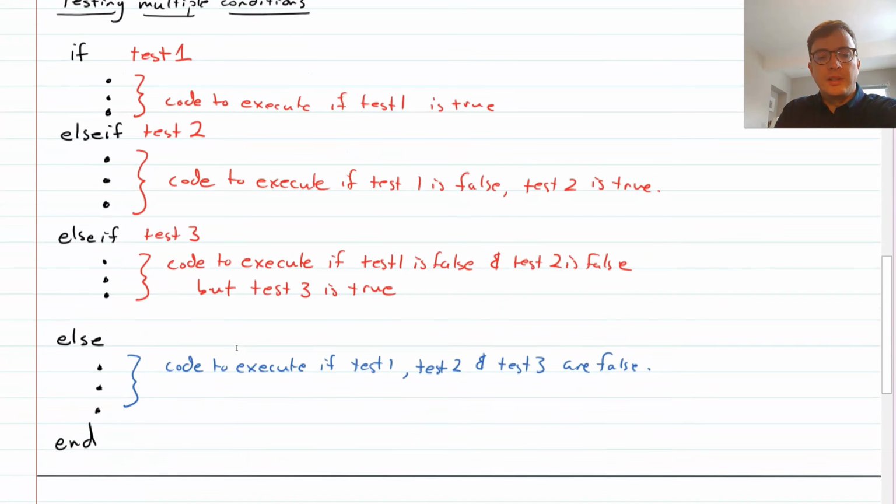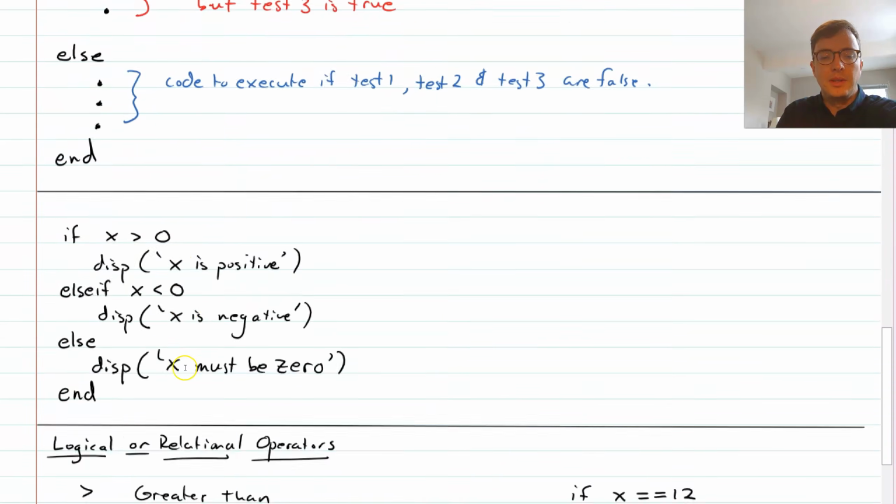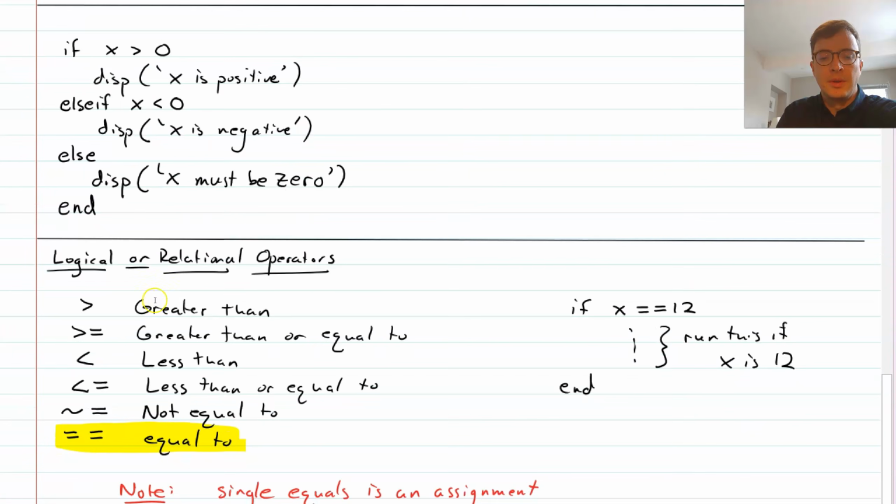If you have multiple tests you want to run, you can do it a little more sophisticatedly using this if, elseif, else, end. So if test 1 is true, do this. If that fails, try this. If test 2 is true, do this. If that fails, try this. If test 3 is true, do this. If all of those failed, skip to this else and run this. Okay? We did a very simple example of this.